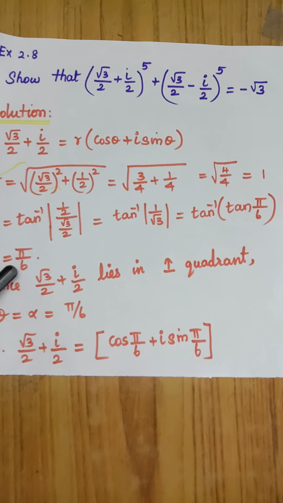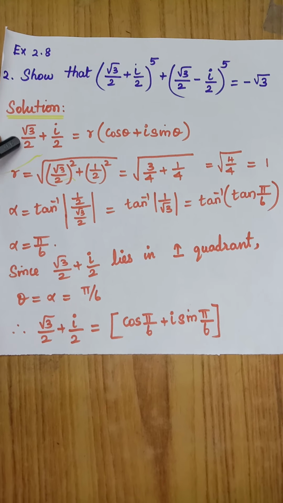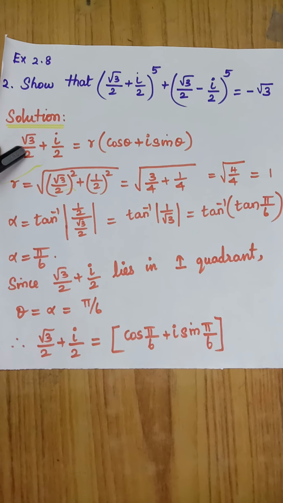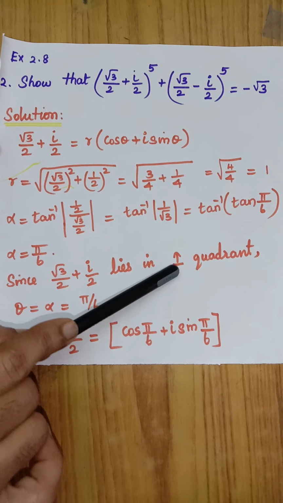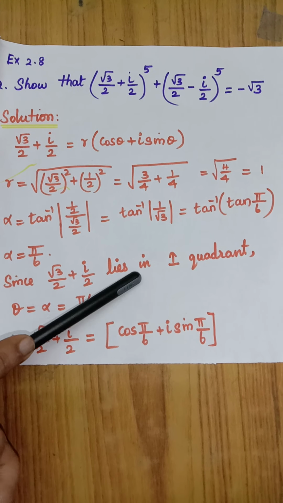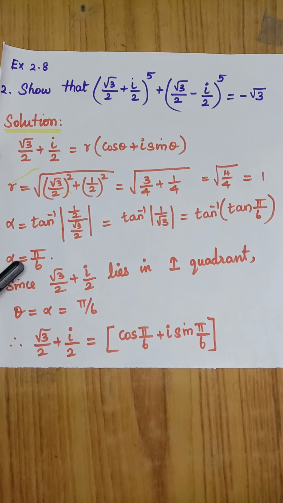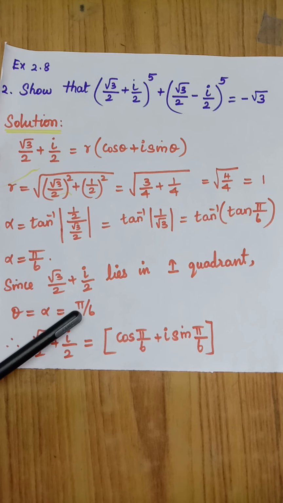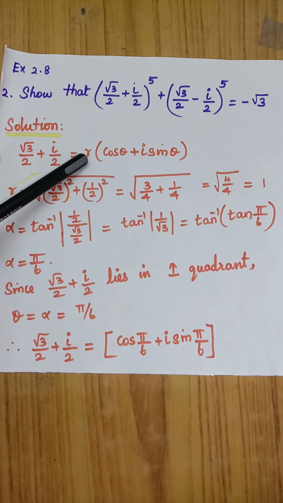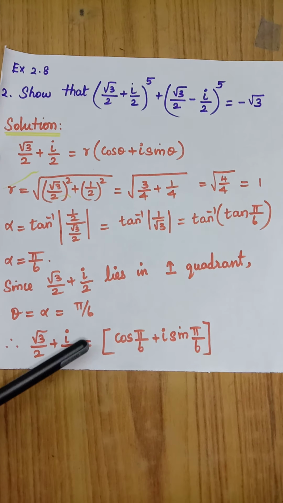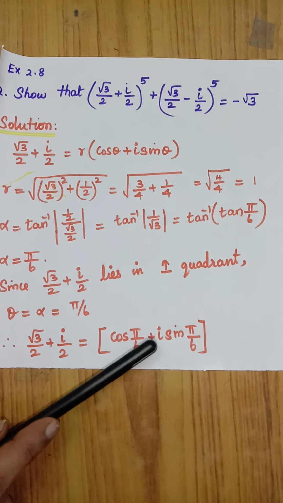Next step, what you have to do? You have to see where the complex number lies. So see that the real part x is positive and y is also positive, so it lies in the first quadrant. If it is in the first quadrant, your theta is equal to alpha. So your alpha is pi by 6, so theta is also pi by 6. So this complex number is equal to, what is your r? r is 1. So 1 into cos pi by 6 plus i sin pi by 6.